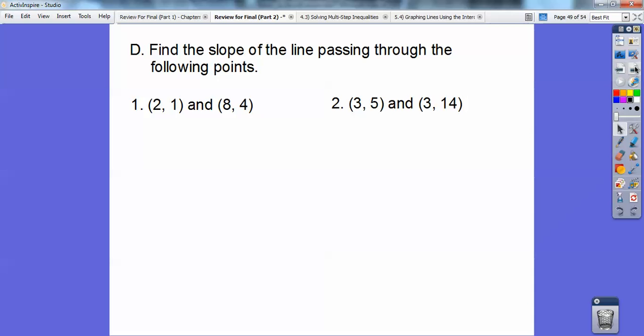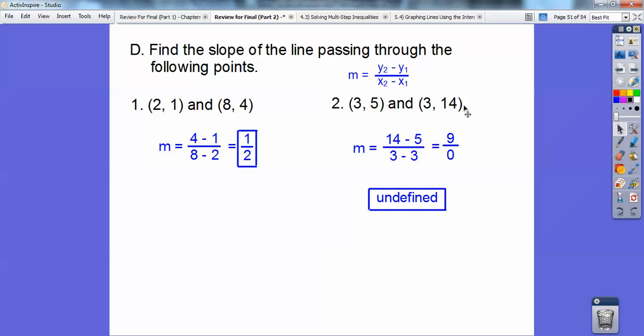All right, so now find the slope of these lines. So remember, slope formula is y sub 2 minus y sub 1 over x sub 2 minus x sub 1. So here we go. This one is y2, 4 minus 1 over 8 minus 2.